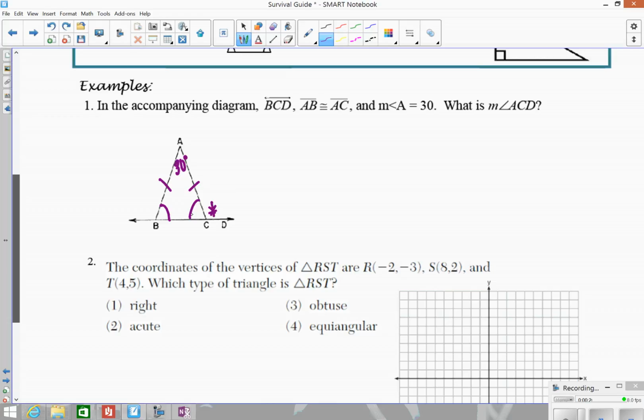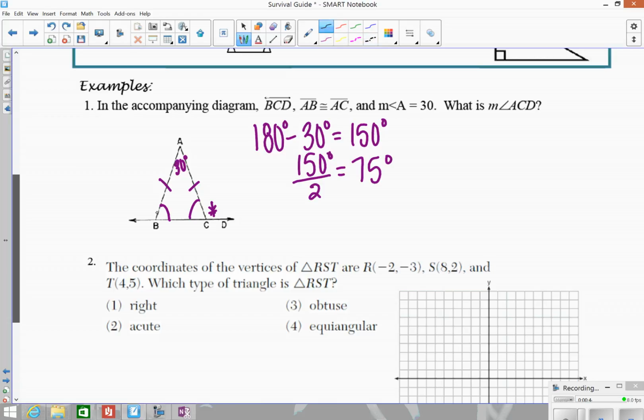So the first thing I'm going to do is find these congruent base angles. So I know that in a triangle, all three angles add to 180. So if I do 180, subtract off 30, I get 150. And then I need to split 150 evenly between those two congruent base angles. So I divide it by 2 and I get 75. So that means each of these angles is 75 degrees.